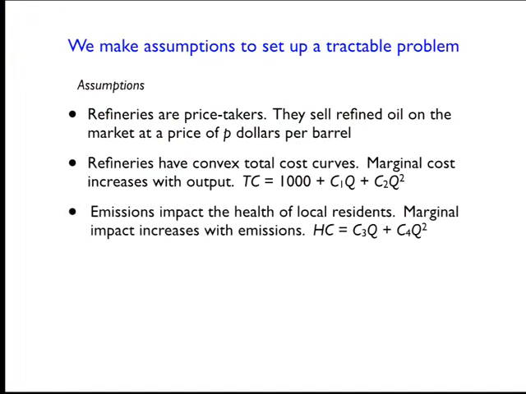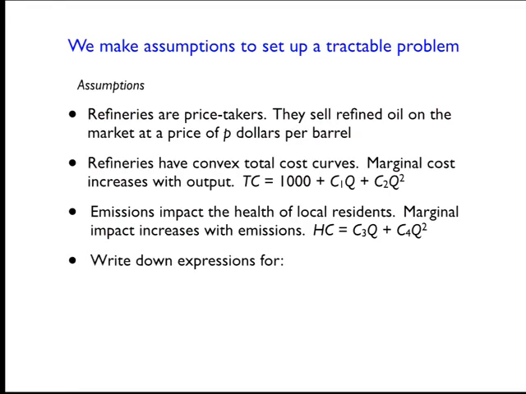And then, of course, we also think that as you produce more oil, or more gasoline, you're going to have more emissions. Those are going to impact the health of local residents. So we're going to assume that the marginal impact also increases with emissions. The health costs here, again total health costs, are going to be equal to C3 times Q plus C4 times Q squared. Again, the quadratic function is giving you increasing marginal costs.